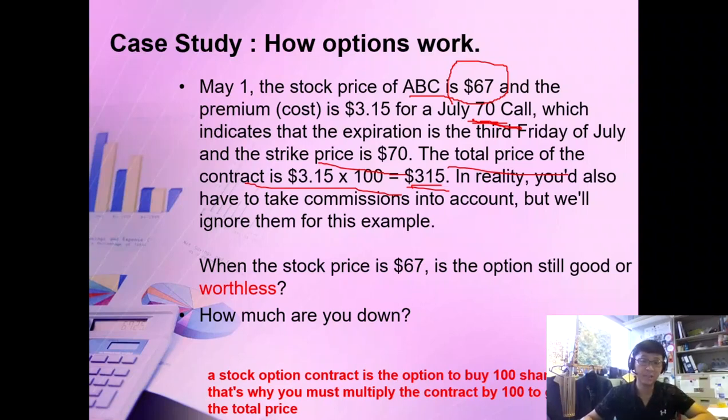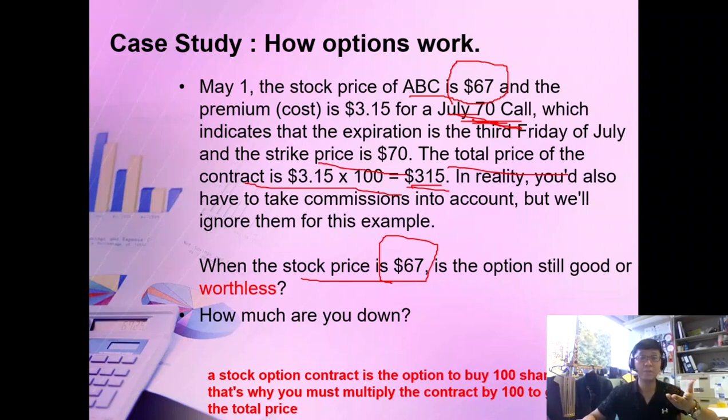Now we have this scenario where the market price of the stock becomes $67. So the question is, is the option still good or worthless? You look at this: the call option is $70 versus the current market price of $67. Isn't it lower than your call option to buy at $70, when now the market is selling at $67, which is obviously cheaper? So the call option to buy at $70 is not worthwhile. It becomes worthless.